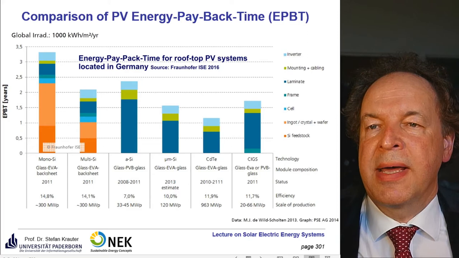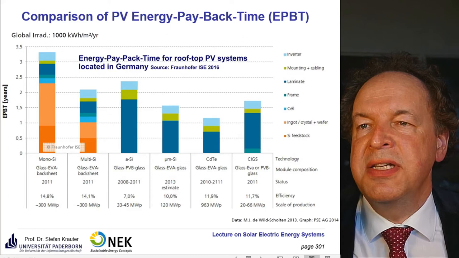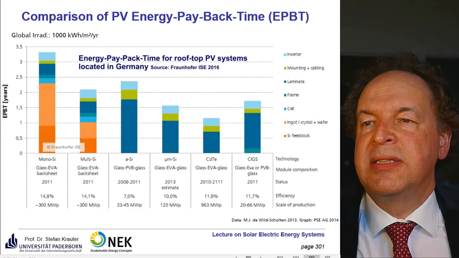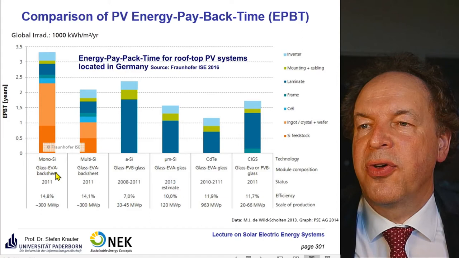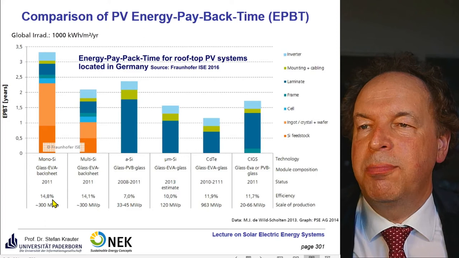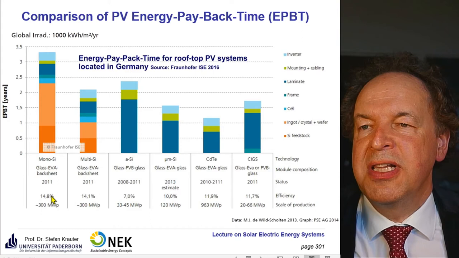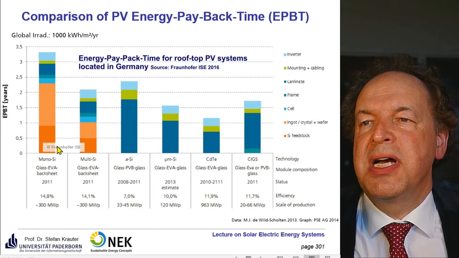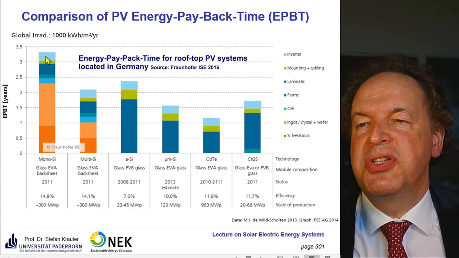By a paper which was published in 2016. So you have here for Germany, if you go to more sunny countries, it looks even better. And so you have here the worst case, a monocrystalline silicon, so you need most energy for that. In 2011, also 9 years ago, efficiency of 14.8%, so it's quite outdated. So usually if you have monocrystalline modules, you have at least 18% conversion efficiency. But even so you have an energy payback time of 3.2 years in total, including all components here as mentioned.